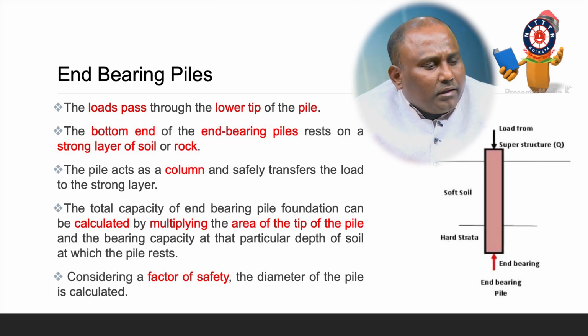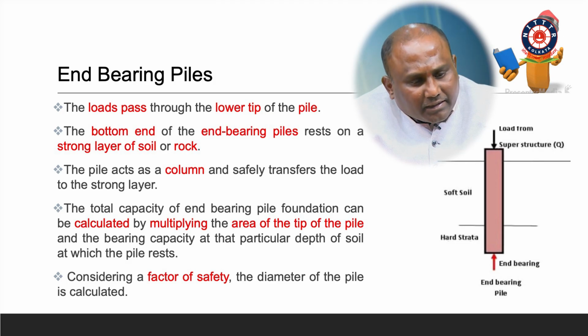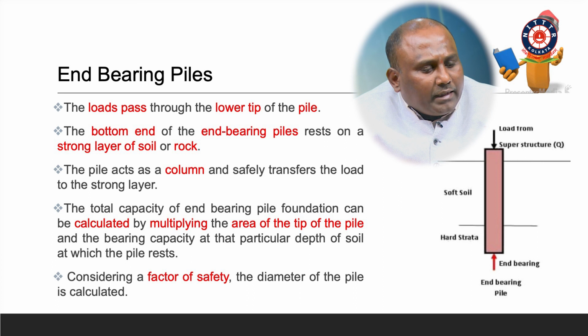So how will you calculate here? The total capacity of an end bearing pile can be calculated by multiplying the area of the tip of the pile and the bearing capacity at the particular depth of the soil at which the pile rests. After doing this, you will consider the factor of safety, which is 2 to 2.5. The diameter of the pile is calculated here.